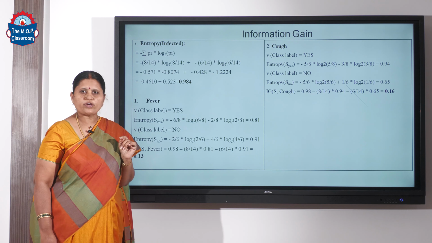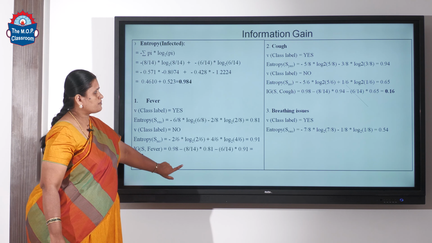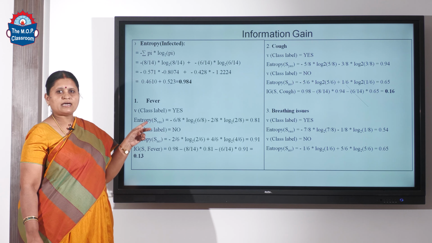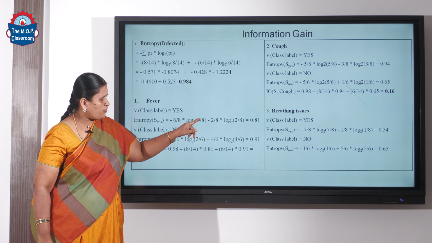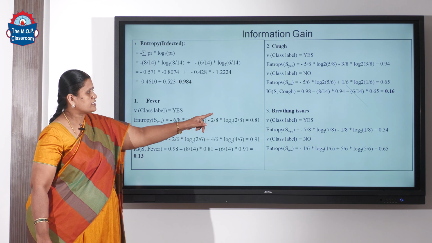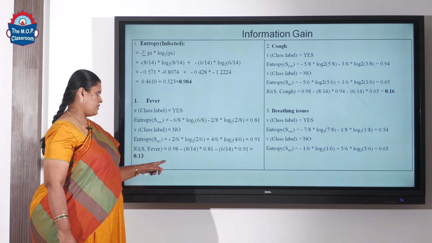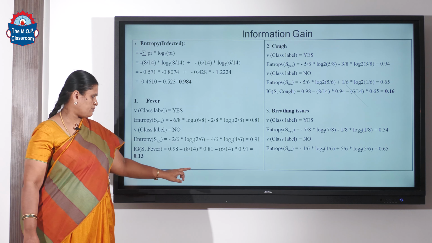It is 0.16. Now, we are going to calculate for the breathing issues here. So, here we are going to calculate the class label for yes and then the class label for no. It is the entropy for yes. The same way you have to do for the other case also, 0.54, and for no, it is 0.65. So, we got the information gain for all the 3 attribute selections.